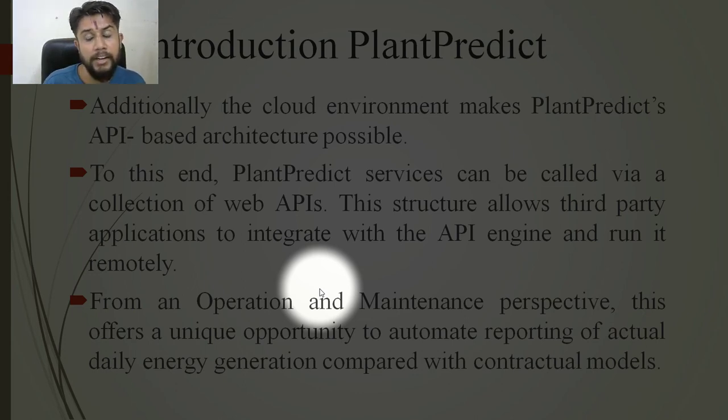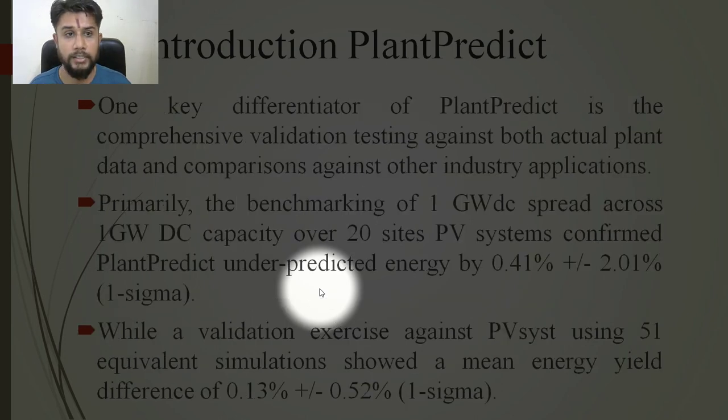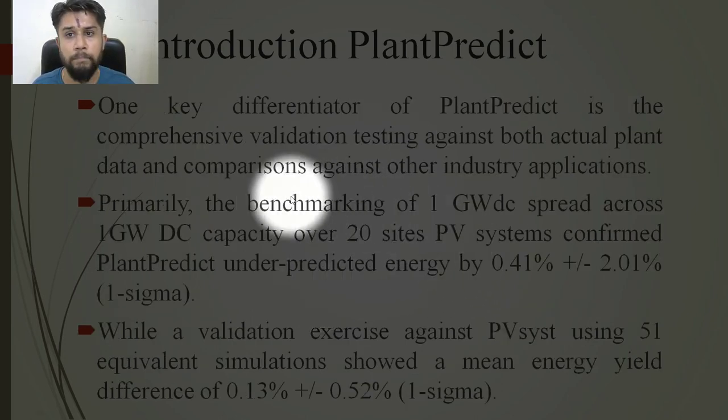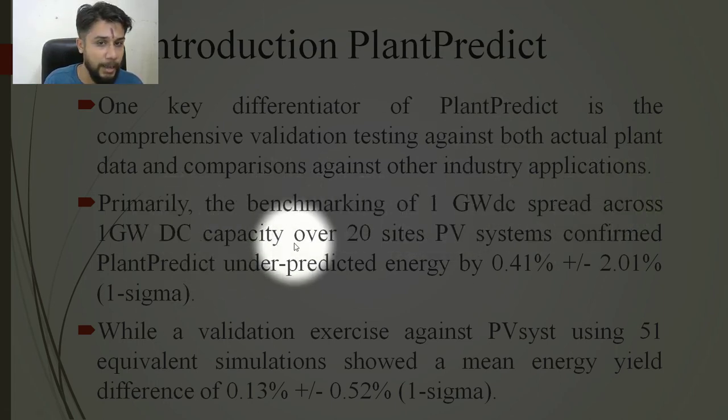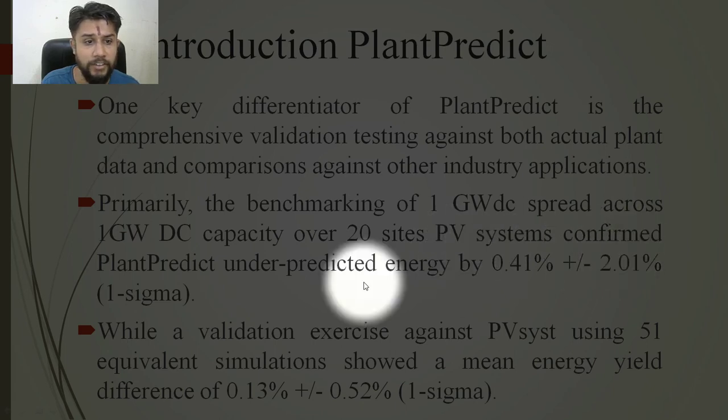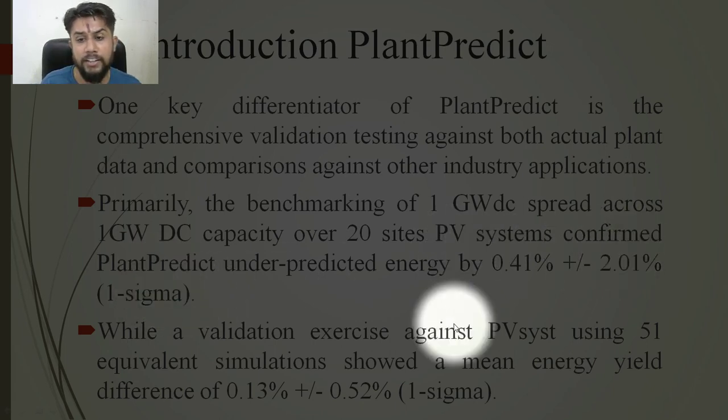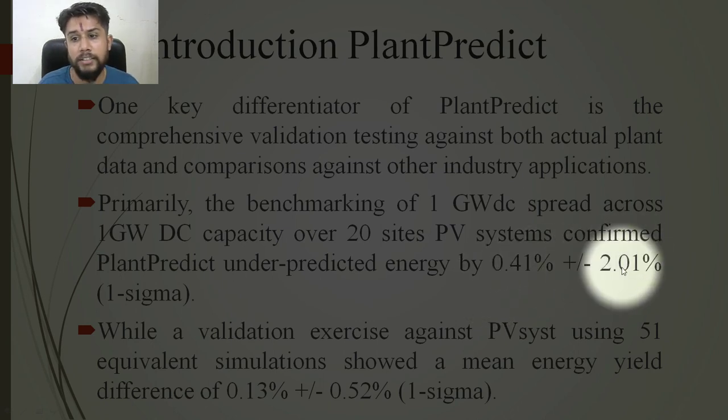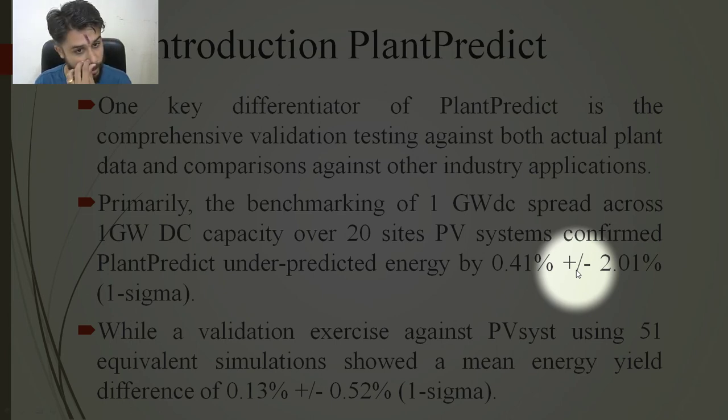From an operation and maintenance perspective, this offers a unique opportunity to automate the reporting of actual daily energy generation compared with the contractual models. One key differentiator of PlantPredict is the comprehensive validation testing against both actual plant data and comparisons against other industry applications. Primarily, the benchmarking of 1 gigawatt DC capacity spread over 20 PV system sites confirmed PlantPredict predicted energy by 0.41% plus or minus 2.01%. That is the highest amount of accuracy that you are getting.